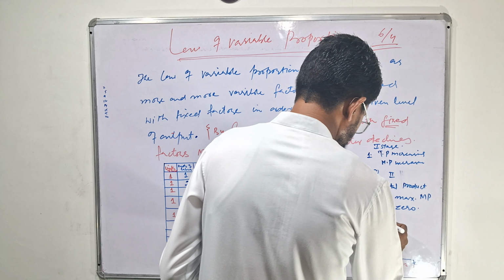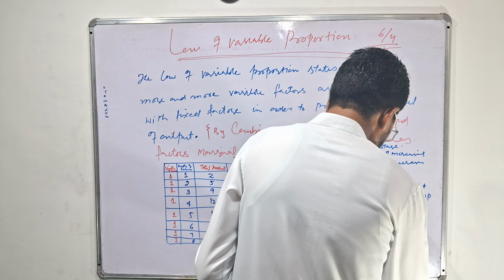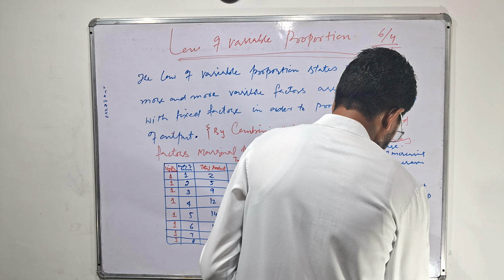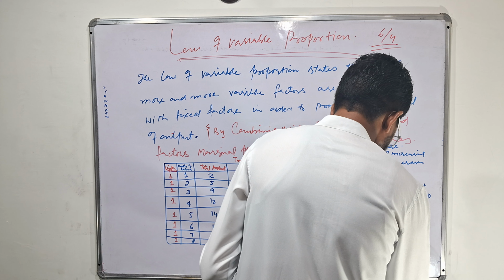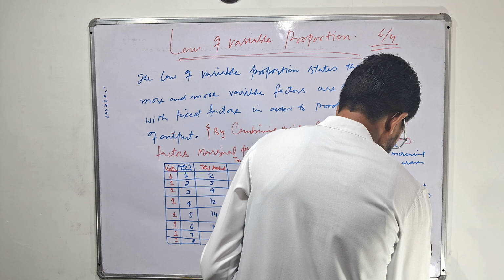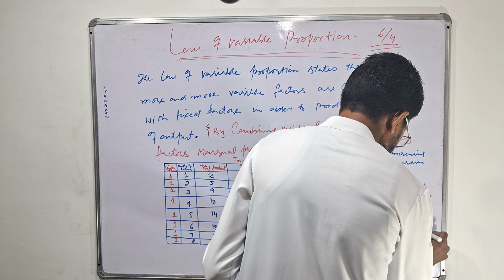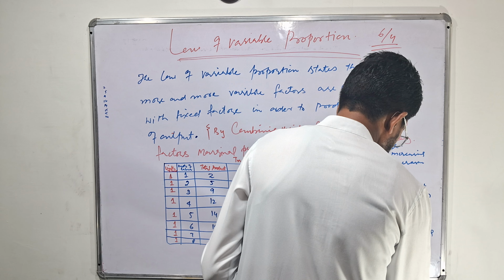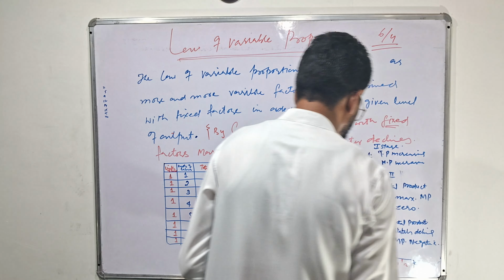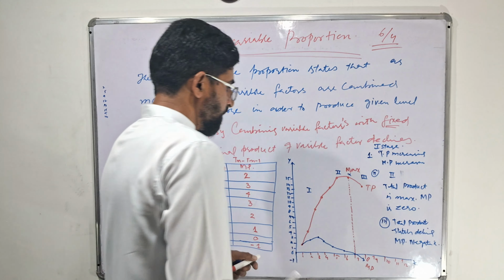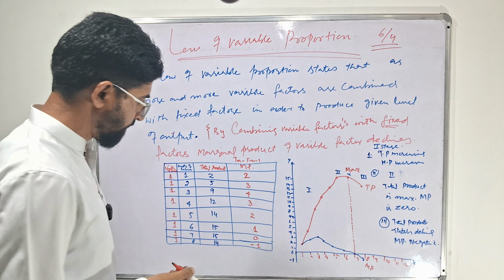In the third stage, total product starts declining. Marginal product becomes negative. These are the 3 pointers which you have to remember. Definitely this law will be in your examination. Be it 4 or 6 marks, you have to remember this twice or thrice.